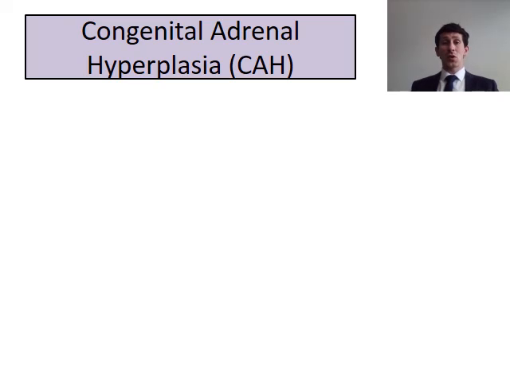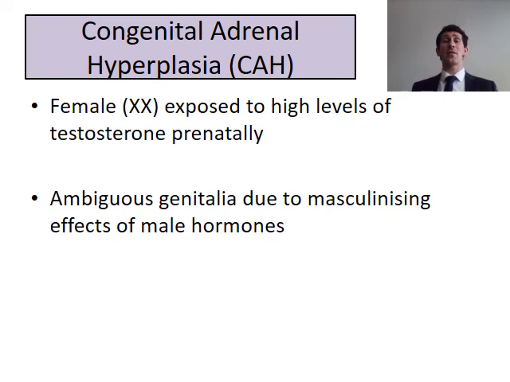In women, you can get something called congenital adrenal hyperplasia, or CAH, and you can just refer to this as CAH in your exams. CAH is when we have a female, so an XX female, who's exposed to really high levels of testosterone prenatally. And what happens is they start to develop ambiguous genitalia. And if you want to look up pictures of what that looks like online, that's absolutely fine. Didn't think it was quite appropriate to shove them up on here.